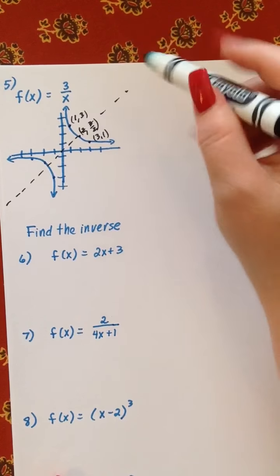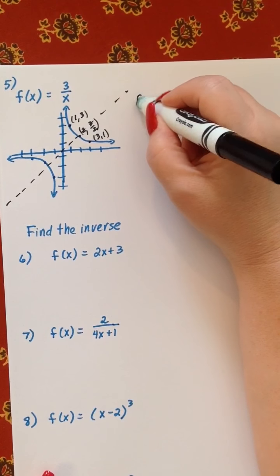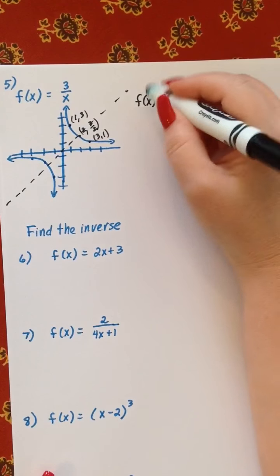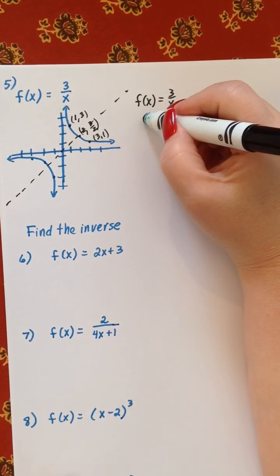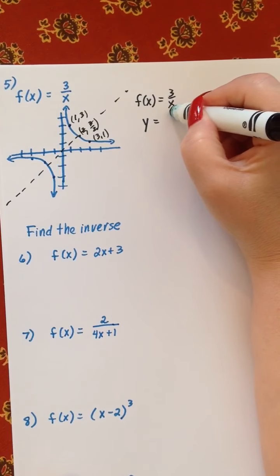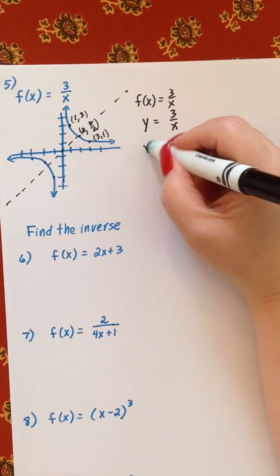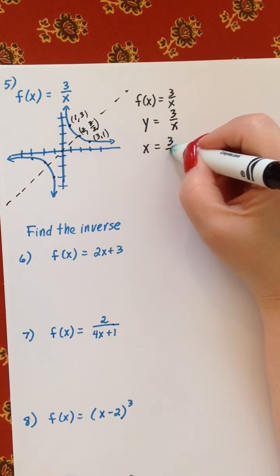Puckett, prove it to me. I don't believe it. Okay. So we have f of x equal to 3 over x. Let's find our inverse. I'm just showing you this so you could believe me. So first thing we do, we change f of x to y. Then we switch x's and y's. So I say x is equal to 3 over y.